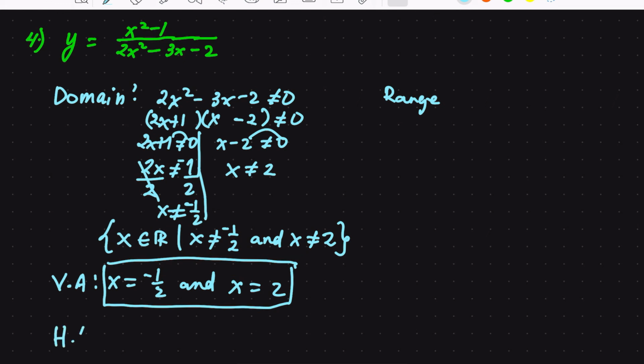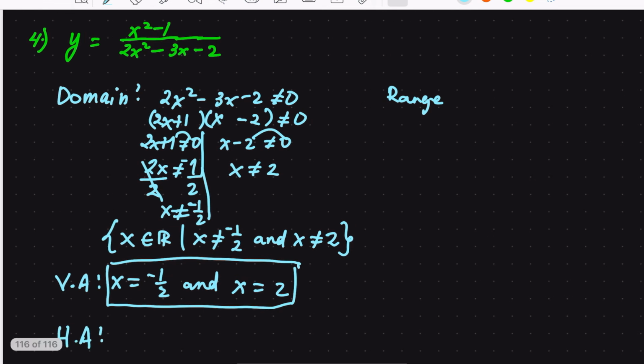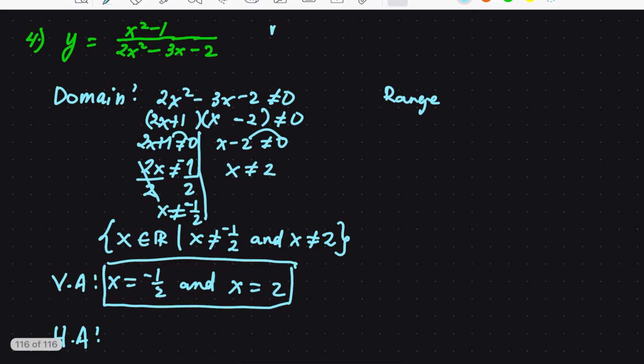So, the horizontal asymptote, degree muna natin tignan. The degree of numerator is 2. The degree of the denominator is 2 also. M is equal to N. So, degree dito ay 2. Degree naman sa denominator ay 2. So, M is equal to N. So, case number 2 pa rin to.